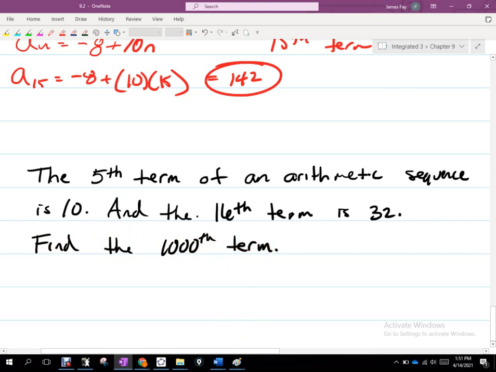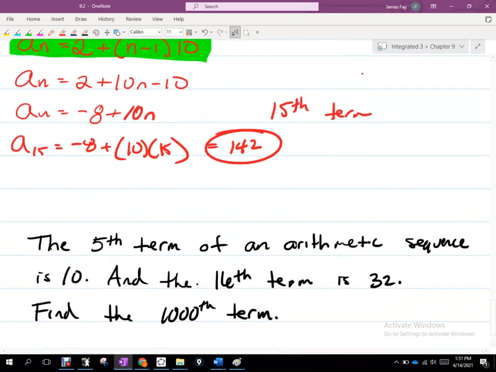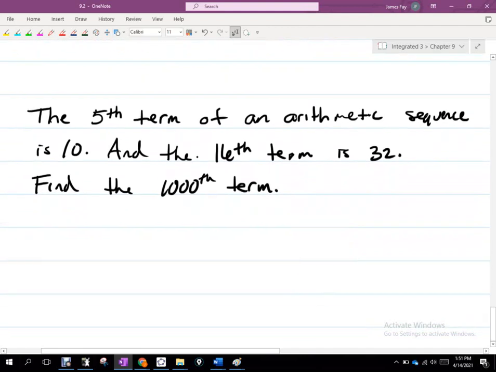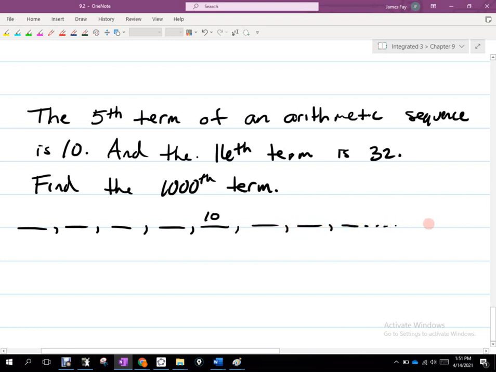Okay, let's start with this question. The fifth term of an arithmetic sequence is 10. Okay, so if I go out 1, 2, 3, 4, 5, that term is 10. And it says the 16th term is 32. We should be able to determine what the 1000th term is.